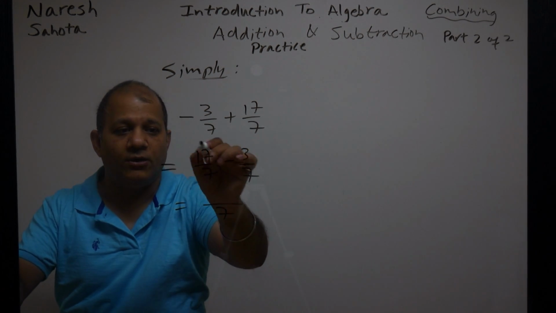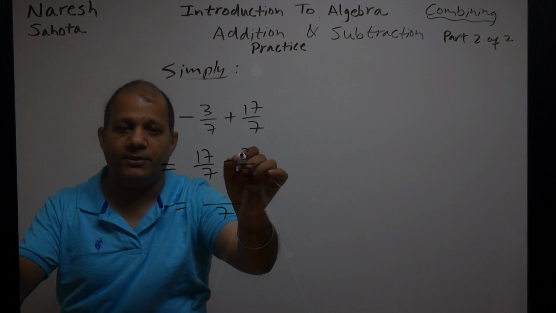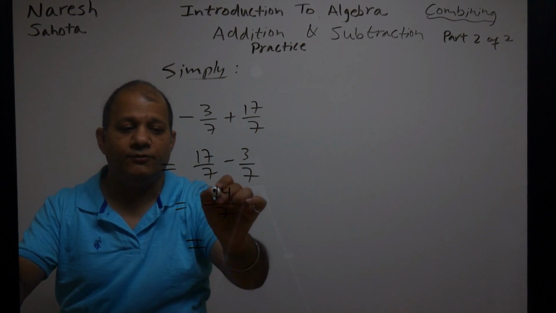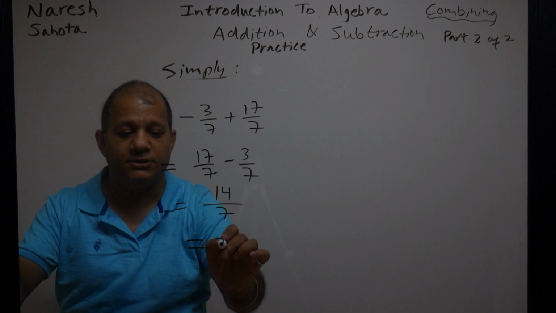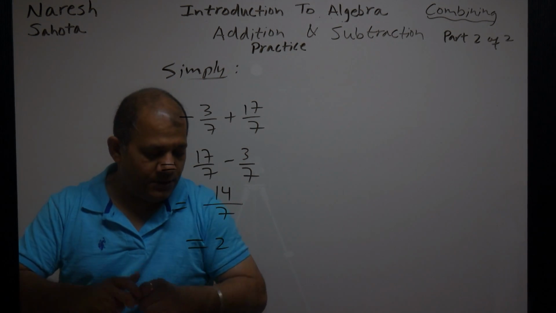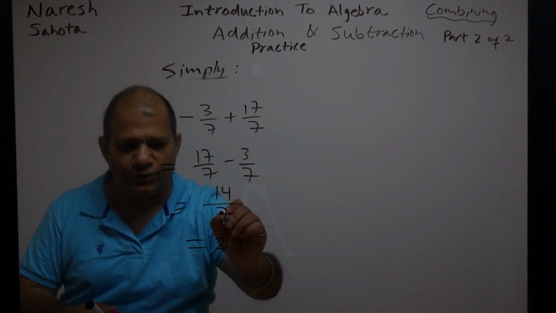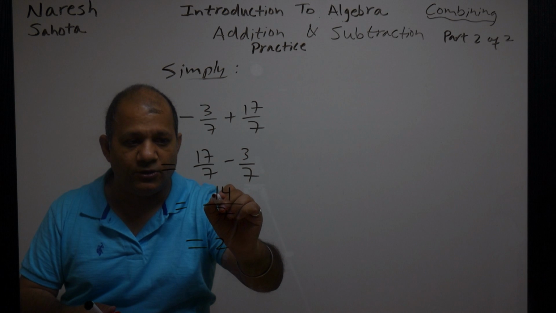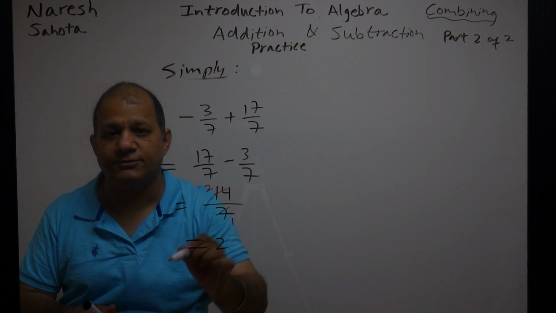So in the numerator, all I have to do is the simple subtraction. 17 take away 3, that's 14. And now I can reduce 14 divided by 7. 7 goes into 14 2 times. Since we are at the early lessons, I will show you: 7 goes into itself 1 time, and 7 goes into 14 2 times. So 2 over 1 gives us 2.